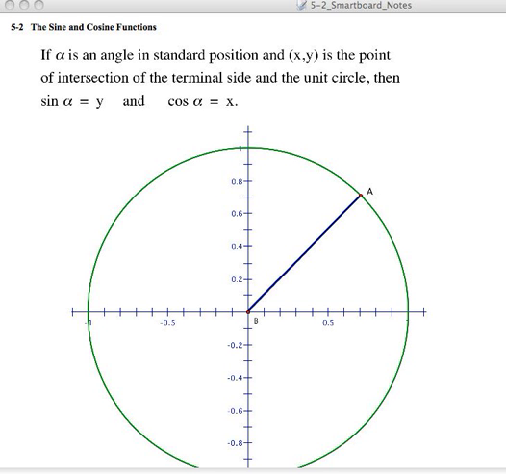We're talking about 5.2, the sine and cosine functions, and this will be your first introduction into what the sine and cosine functions are and how they relate to what we learned in the last few days about the unit circle. Let's look at the definition first.